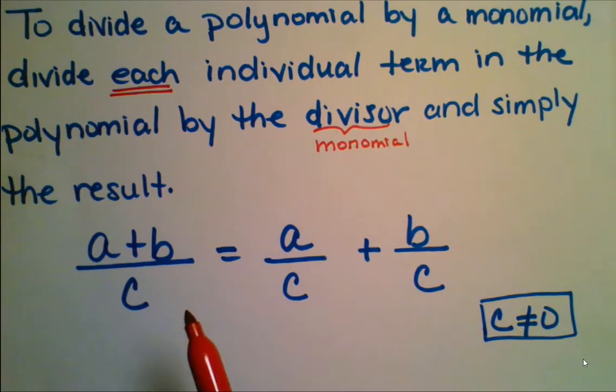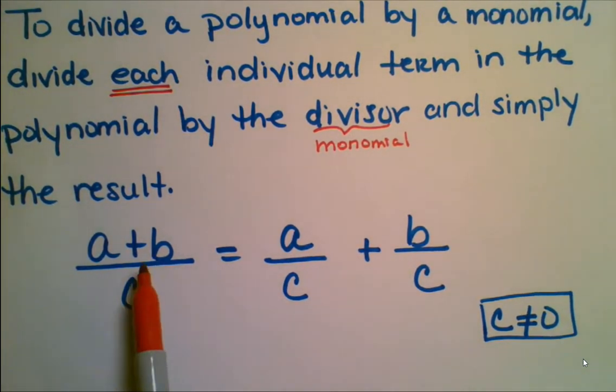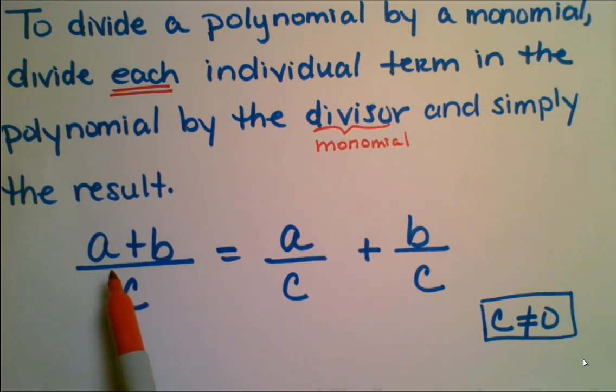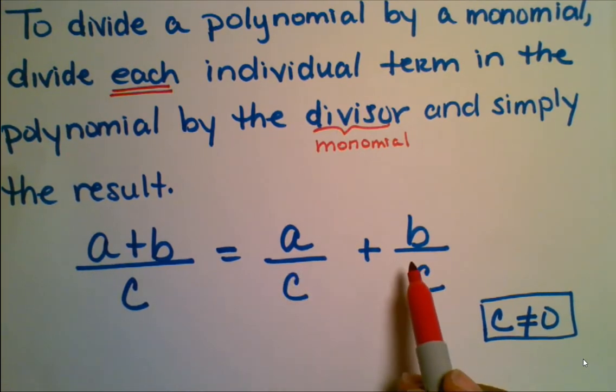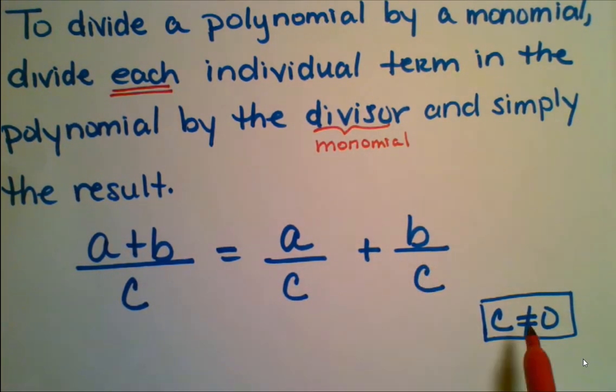So here's the definition. Let's say we have a fraction, a plus b over c. Well, we can write this one fraction as two separate fractions, where our divisor, which is c here, would be the monomial. So we would write it as a over c plus b over c. And remember, we cannot have 0 in the denominator because it will make that fraction undefined.